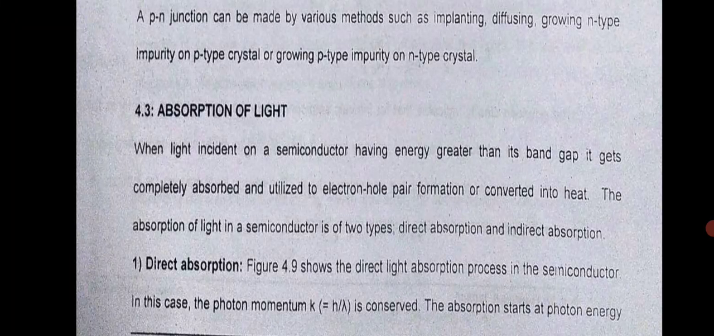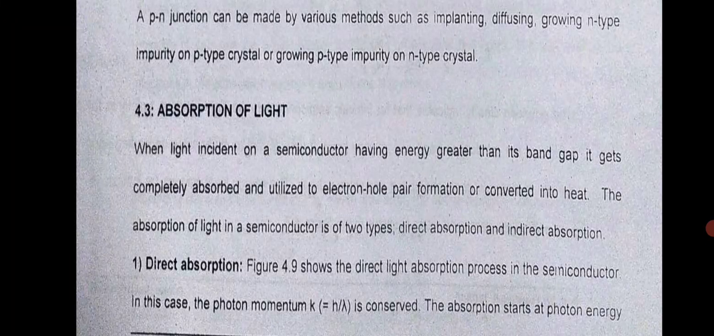If we consider the incident light energy or intensity as I naught, after the absorption of light the intensity is I, and the light is completely absorbed. In the semiconductor material electrons and holes are present, and due to absorption of this light, the electron and hole form pairs, or the energy is converted into heat.